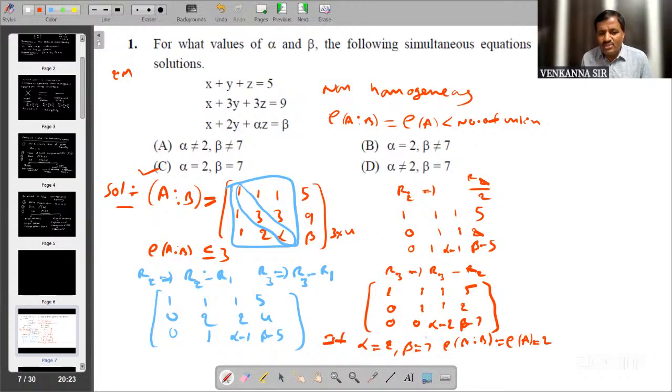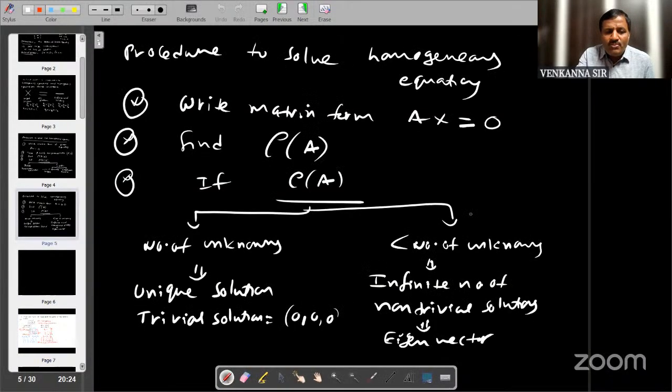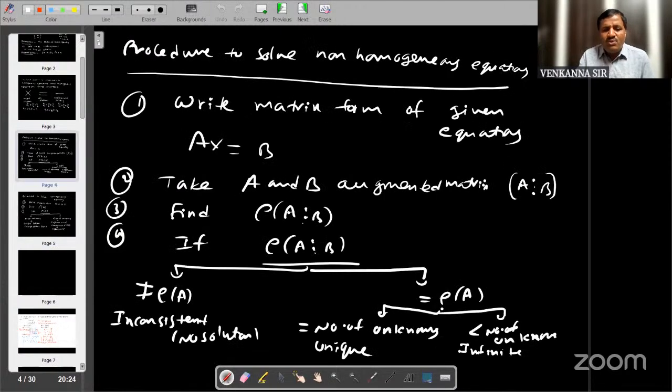What values are required? Alpha 2, beta 7, last row becomes a 0 row, overall rank becomes 2, and rank of A is also 2. So that we have to clear. For this we should know the procedure. Rank of augmented matrix equal to rank of A, and it is less than number of unknowns, then infinite number of solutions. If both the ranks are equal to number of unknowns, then it contains a unique solution.